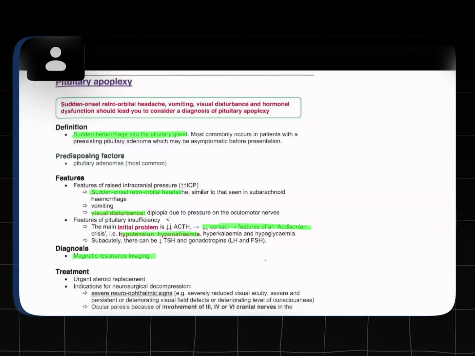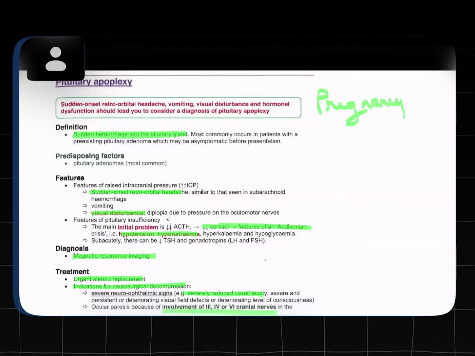You do an MRI, you do urgent steroid replacement, and what is the indication for surgery? Obviously, if there is involvement of the cranial nerves and if there is severely reduced visual acuity. So this was about pituitary apoplexy. What are the causes? Remember pregnancy. Usually pregnancy or a post surgery state will be there if the answer is pituitary apoplexy.